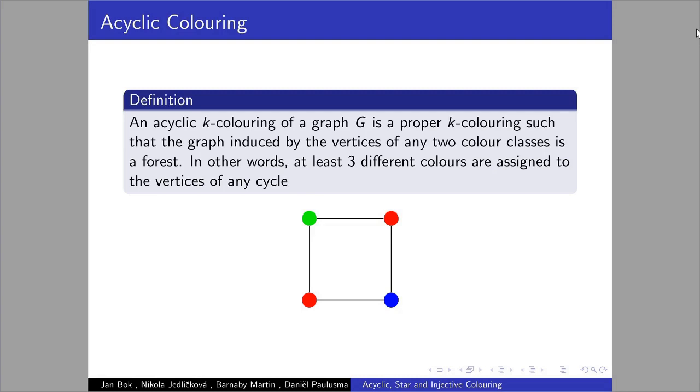An acyclic k-colouring of a graph is a proper k-colouring such that the graph induced by the vertices of any two colour classes is a forest. So in other words, any cycle gets at least three colours. And so here we have C4. Obviously it can be coloured with two colours, but in an acyclic colouring we need at least three.